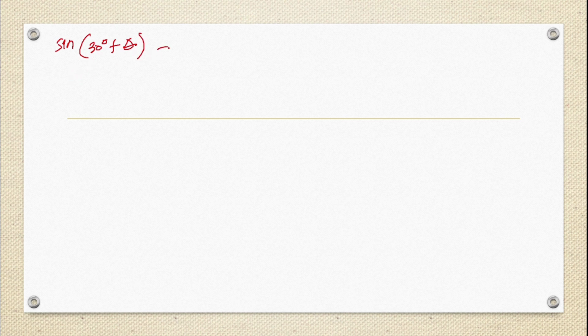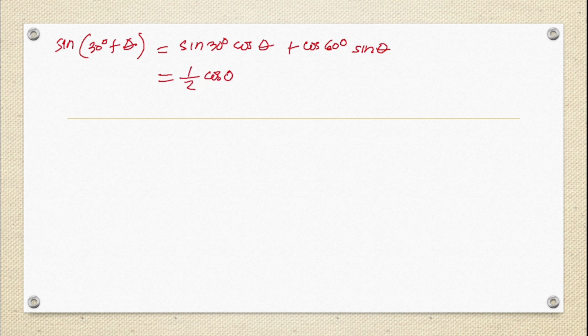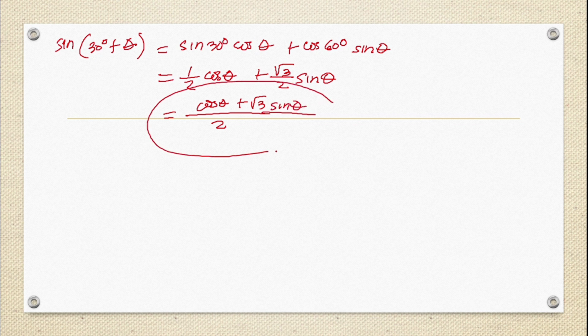Alright, so sine, we can express as sine 30 degrees cosine theta plus cosine 30 degrees sine theta. So sine 30 degrees is 1/2, this is cosine theta, plus cosine 30 degrees is equal to the square root of 3 over 2, based on the solution that we had a while ago, times sine theta. So if we take the LCD, we have 2, and we have cosine theta plus the square root of 3 sine theta over 2. Okay, so this is the answer for letter A.